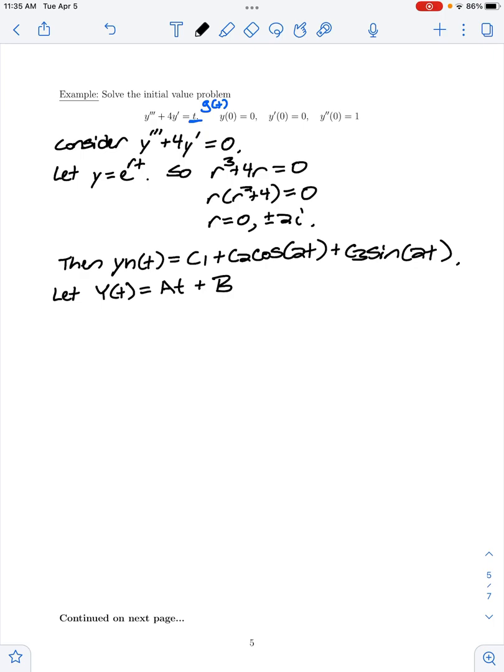But we see that since 0 was a root of our characteristic equation, a constant is already part of the homogeneous solution. So we need to take our first-degree polynomial for the particular solution and multiply by t to the first power, giving us at squared plus bt. And now none of these terms are part of our homogeneous solution.